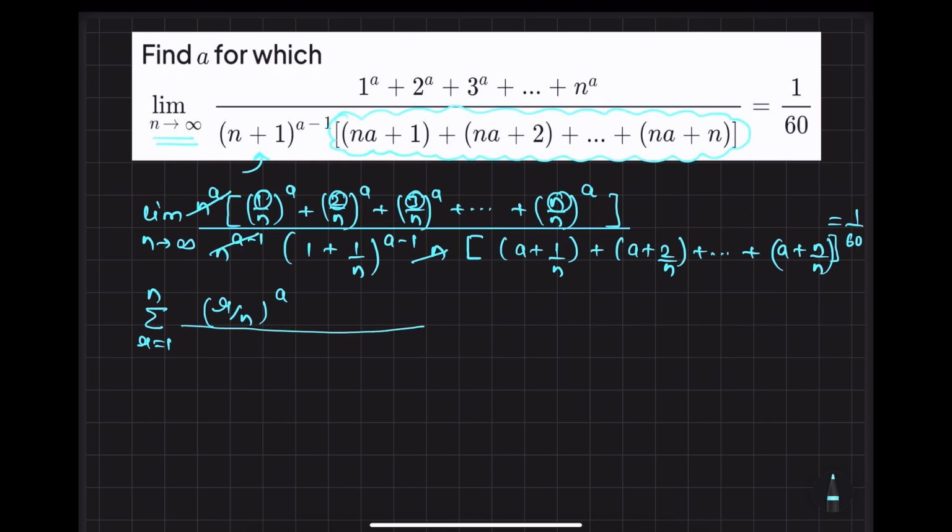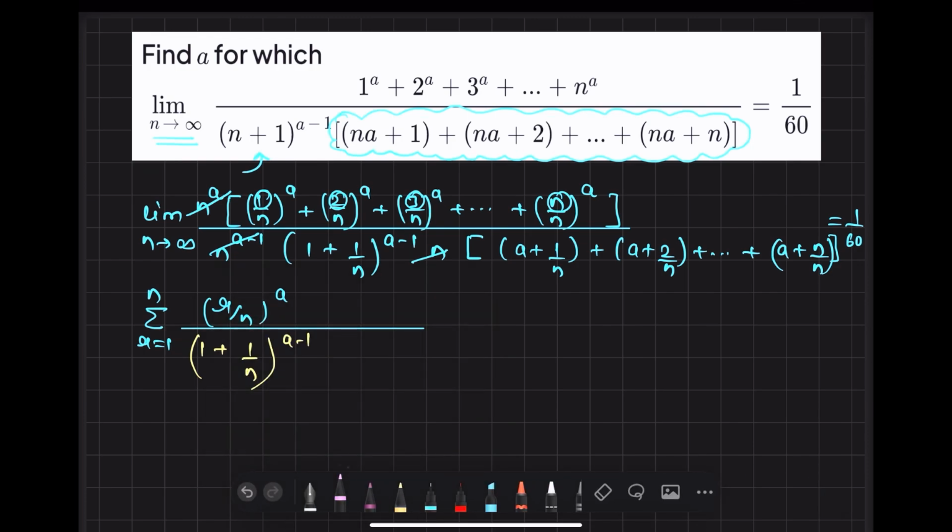Now this is my numerator part. Now look at the denominator's first component. If you observe the denominator's first component, you cannot fix that one. So you have 1 plus 1 by n power a minus 1. So this is your first component of the denominator. Now look at the second component. If you try to club, you have first element a, second element a, third element a, nth element a. So if you open the bracket, you will have n times a.